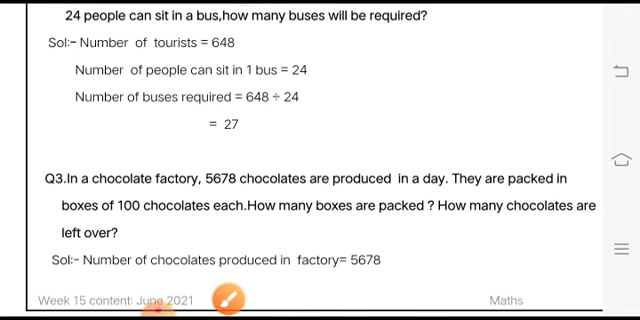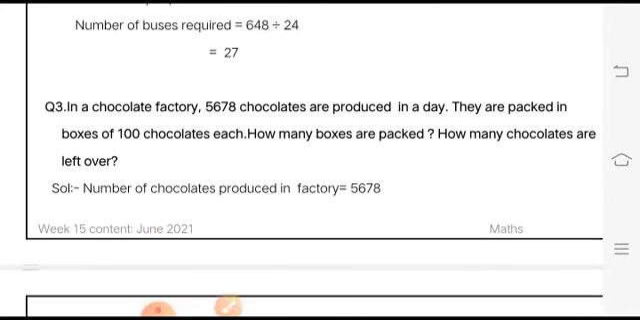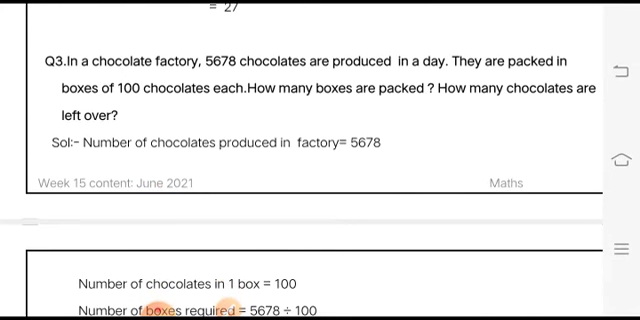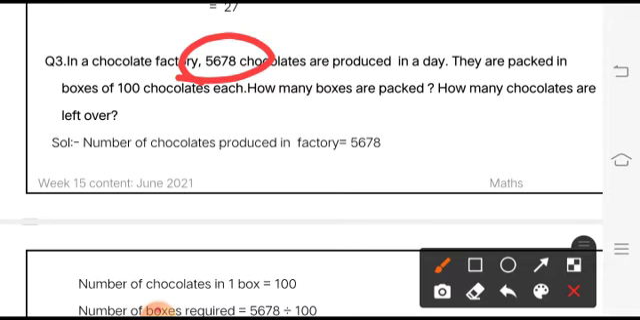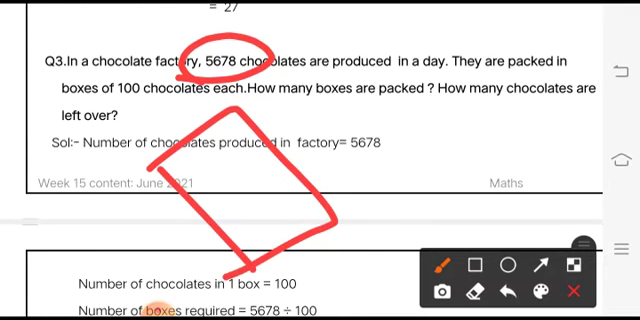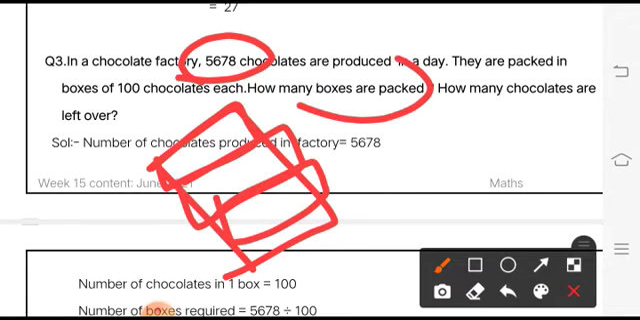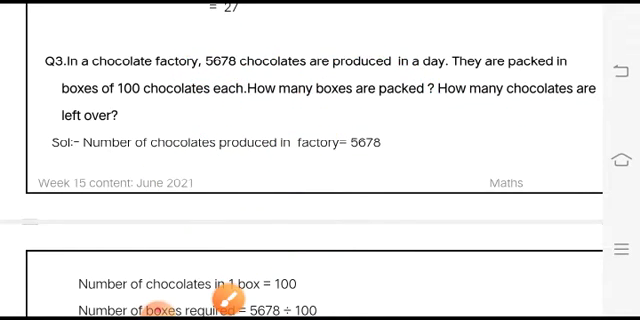Next question is, in a chocolate factory 5,678 chocolates are produced in a day. They are packed in boxes of 100 chocolates each. How many boxes are packed and how many chocolates are left over? So the number of chocolates we have been given, and we have to pack the chocolates. In each box we can pack 100 chocolates, and we have to say how many boxes are packed and how many chocolates are left over.